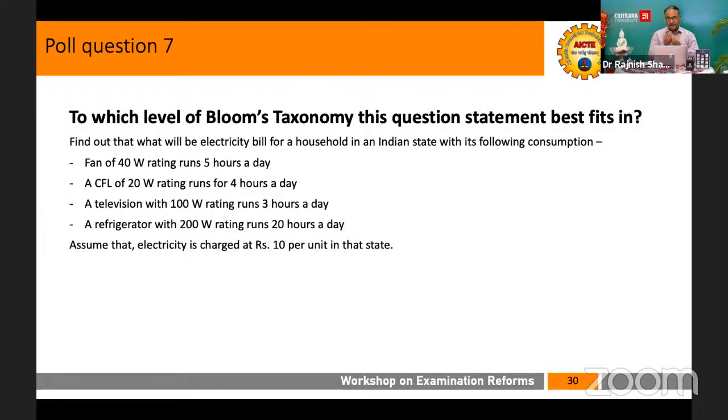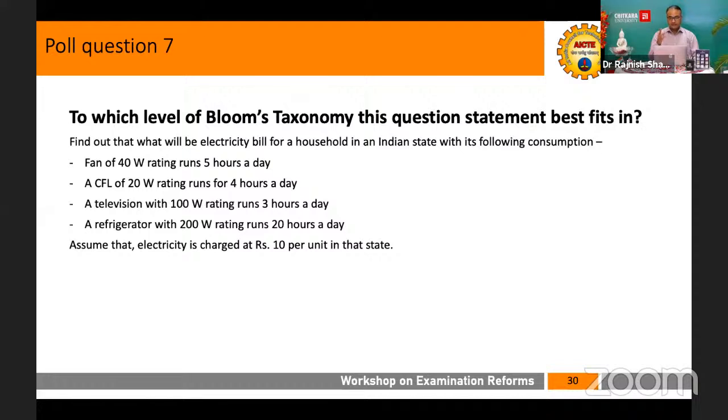Is the student expected to create anything as a final answer to this question? The answer is no, he's not creating anything. What he is doing here is carrying out some kind of analysis, and then applying his knowledge.